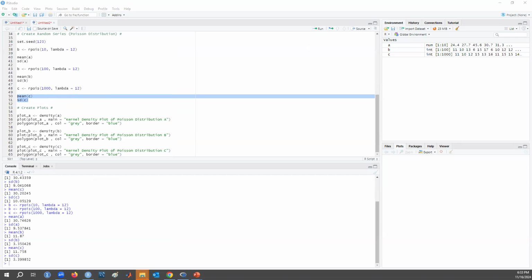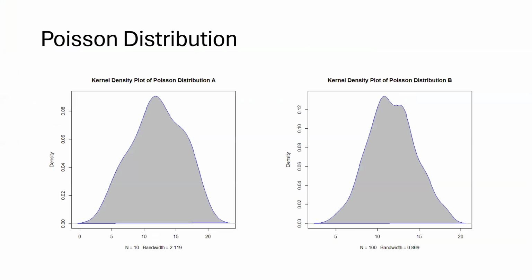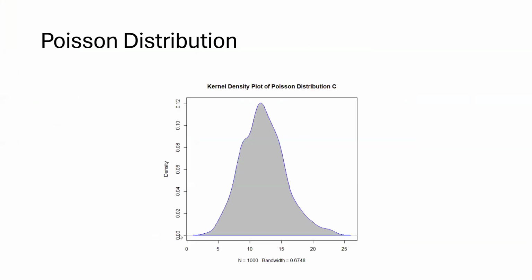So let's return now to the slides. And here's a look at it in RStudio from the prior instance in which I performed these exercises. 10 observations, 100 observations, and 1,000 observations. And interestingly, you can see, again, that this is coming to resemble the appropriate distribution as it relates to the population and the lambda.